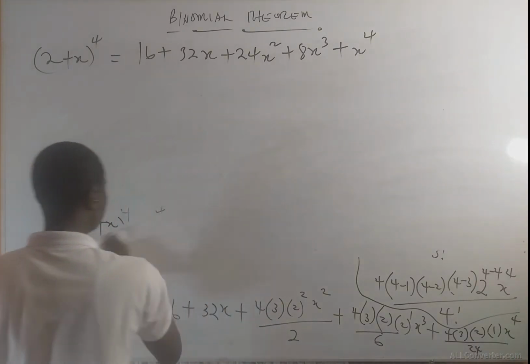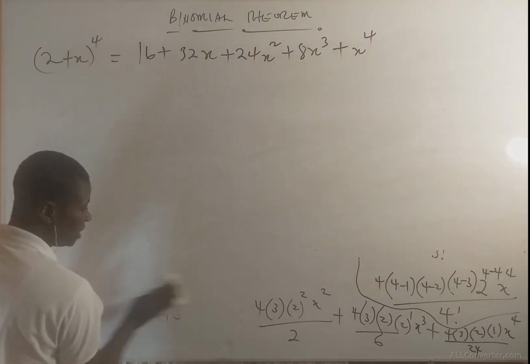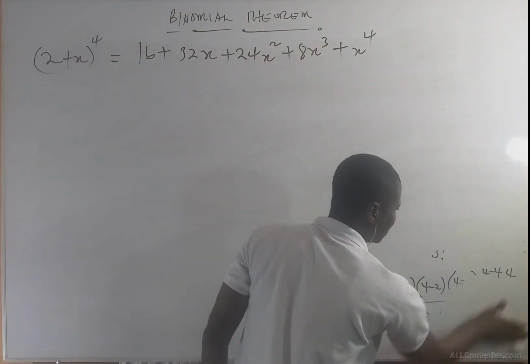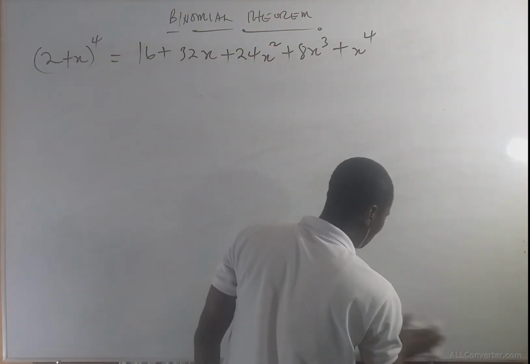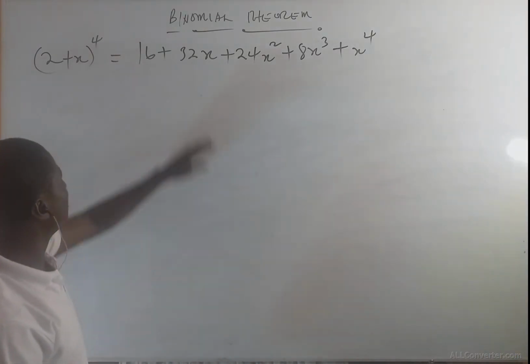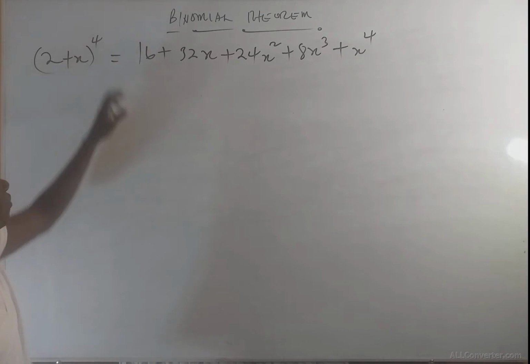I advise that if you are a little bit confused about what I'm doing here, you take the video back, take your time, get your book and your pen, and you can even pause the video and look at what I have on the board. So this will be the expansion for (2 + x)^4.